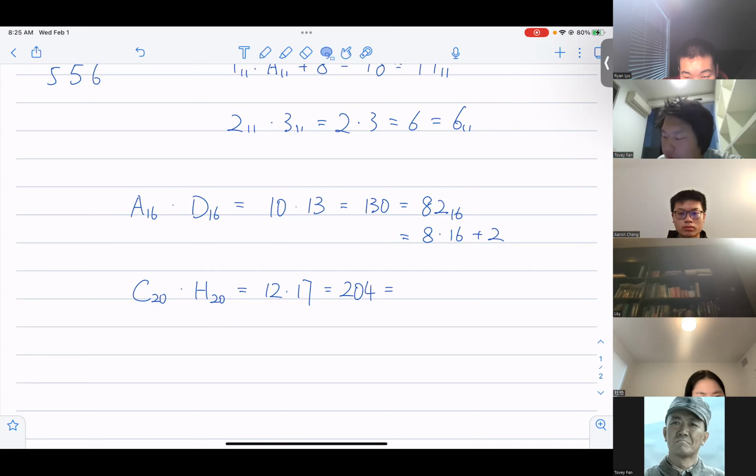And then again, when you convert this back to base 20, you just ask yourself, how many 20s are there in 204? And obviously 10, right? 20 times 10 is 200. So there were 10 20s, but you cannot write down 10, right? In base 20, 10 is A, a letter. So you write down A. Make sense? And then the remainder is 4. So A4 in base 20.